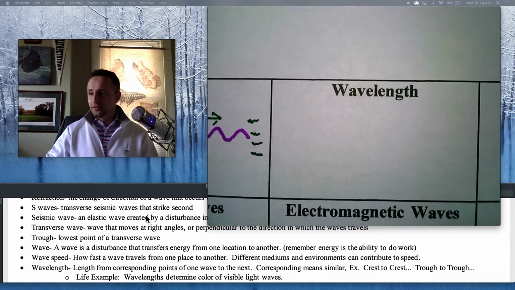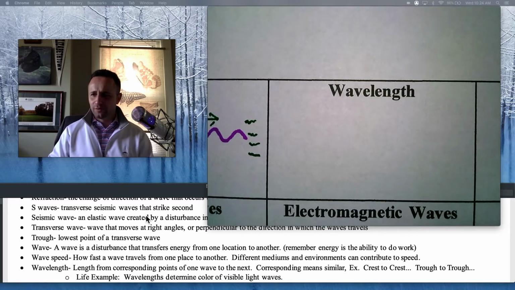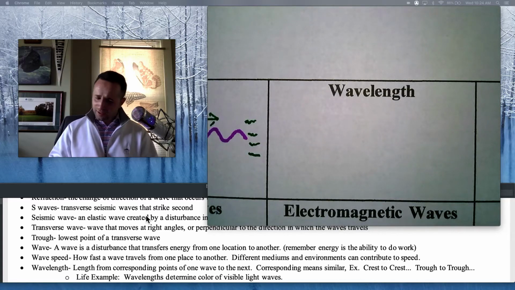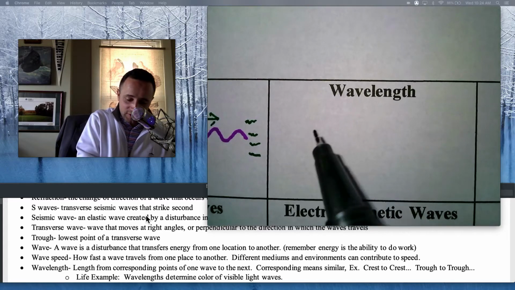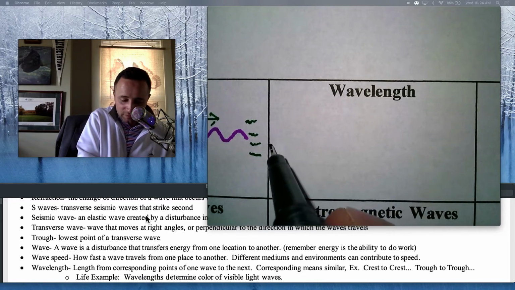Wavelength. That makes sense. It's like the length of a wave. That's right. And the definition they give you is the length from corresponding points of one wave to the next. So I don't even know if you know what corresponding points means. So let's just take it one step at a time. First, we're going to draw a line.